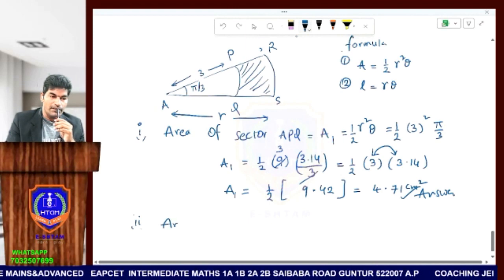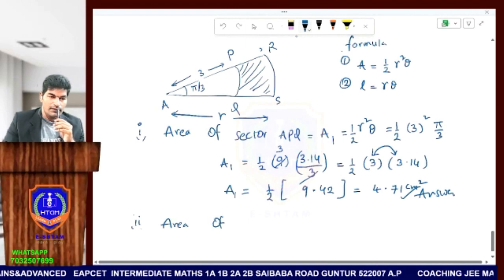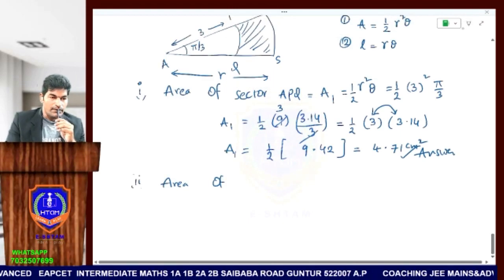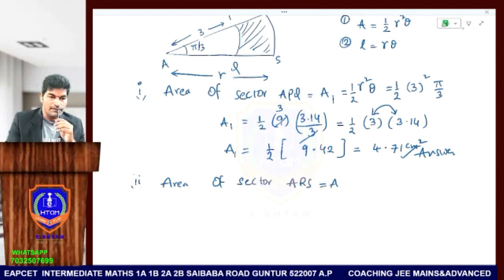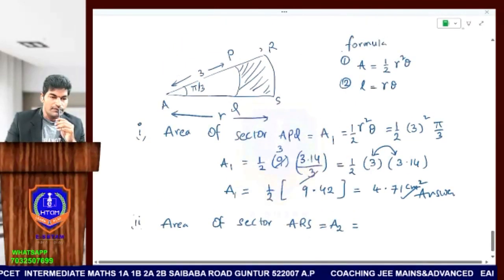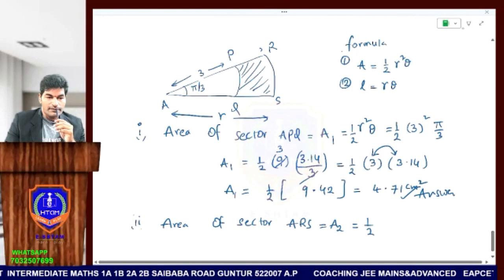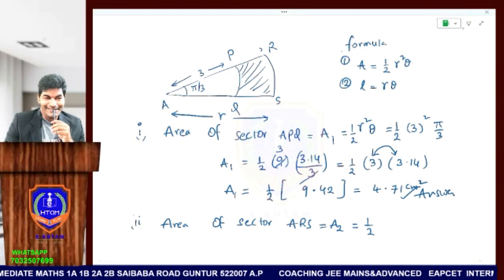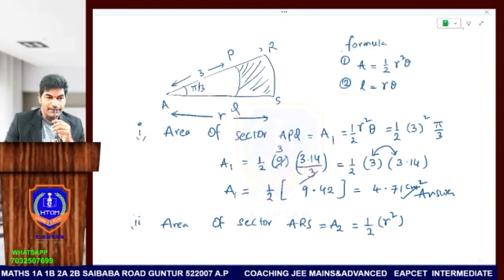Now write down area of sector ARS. Say it is A2. And the formula was the same: 1 by 2 times R square theta. And what did he say the radius was? R is the radius of the ARS. So replace that with the same value R. And theta was the same theta, which is pi by 3.